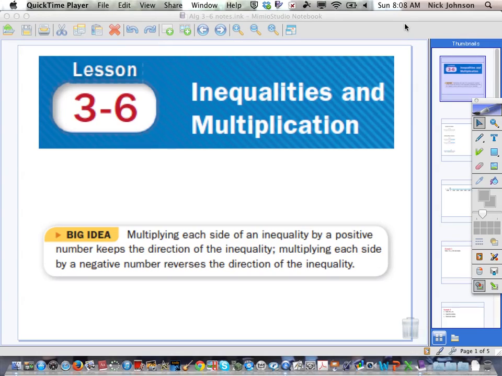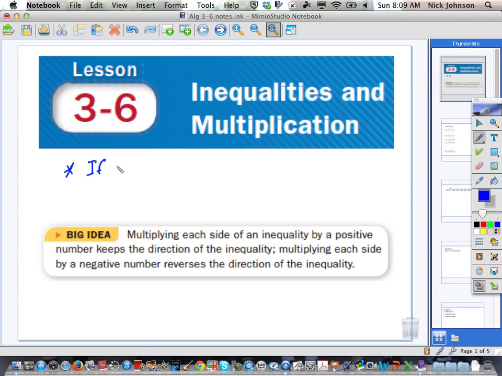Today we're going to talk about inequalities and multiplication. The big idea is multiplying each side of an inequality by a positive number keeps the direction of the inequality. Multiplying each side by a negative number reverses the direction of the inequality. That's very important to remember, okay? And I want you to write this down in your notes.